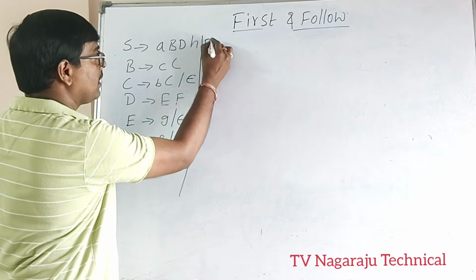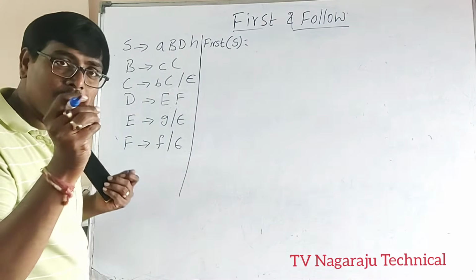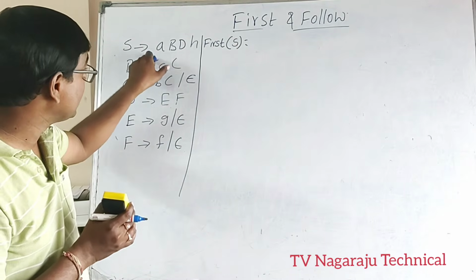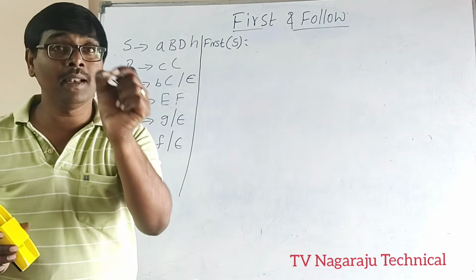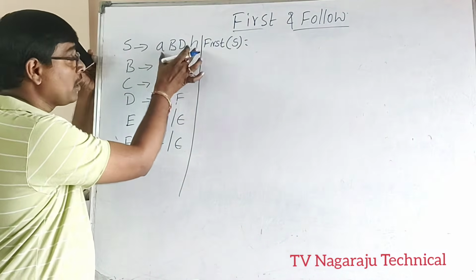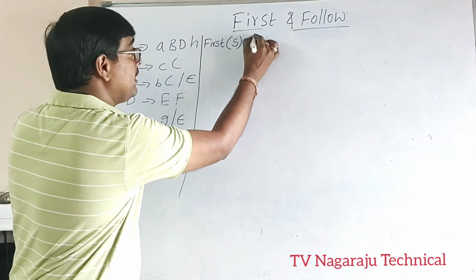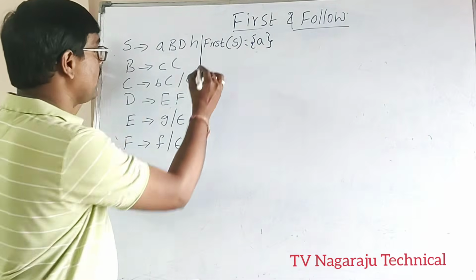First, I am calculating first of S. Simply, first of S in the sense, consider the production of S. In that, observe the right side, the first terminal symbol in the right side of the production. Now in this, what is the production? This one. The first one is a terminal symbol. Directly that is the answer. First of S is equal to a.